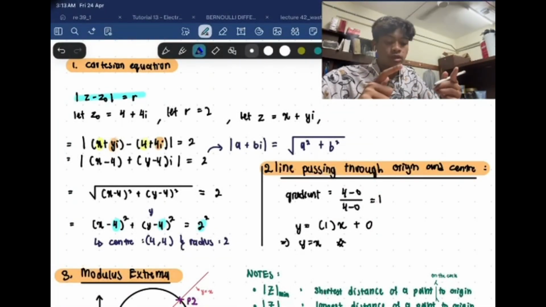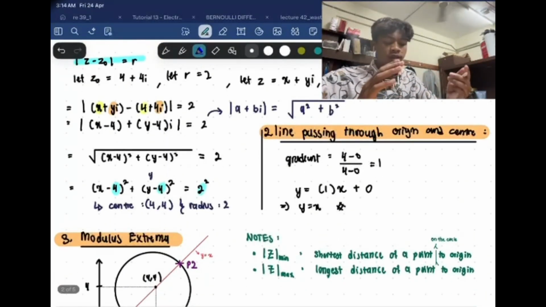So first we must find the Cartesian equation by substituting z naught equals 4 plus 4i, radius equals 2, and z equals x plus yi. So from here we can get the Cartesian equation to be (x minus 4) squared plus (y minus 4) squared equals 2 squared, and conclude that the center is (4, 4) with a radius of 2.